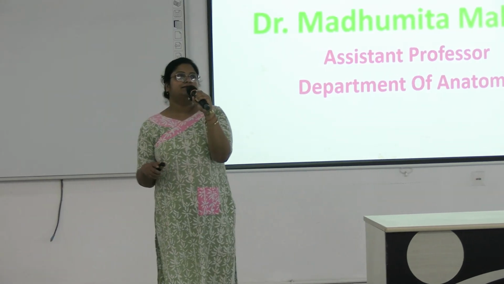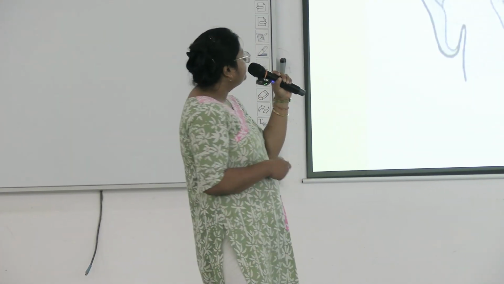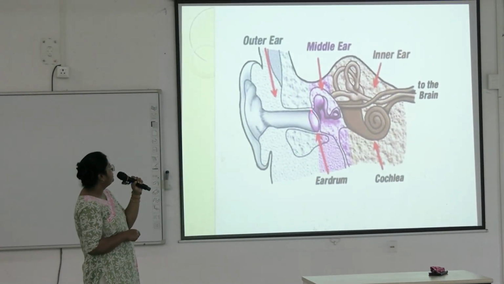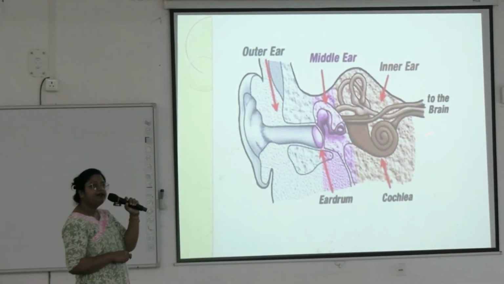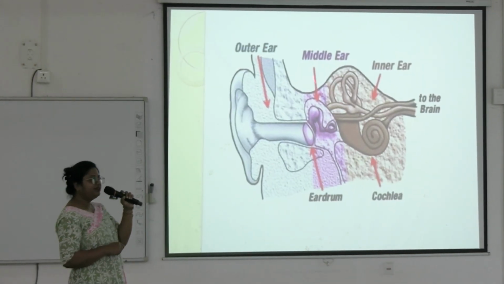Today we'll discuss the internal ear. These are the three divisions of the ear up to the tympanic membrane. Here is the tympanic membrane. This part is the external ear or outer ear.